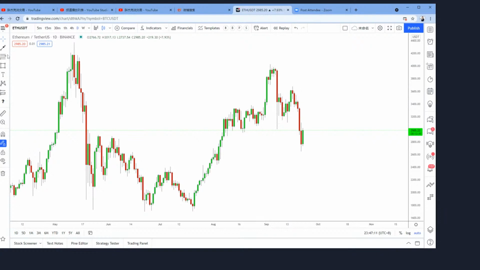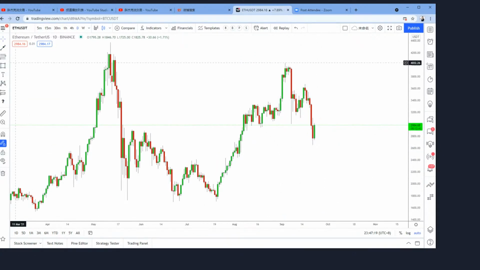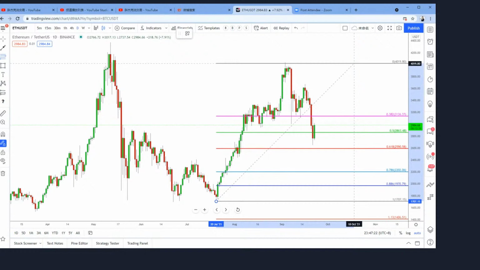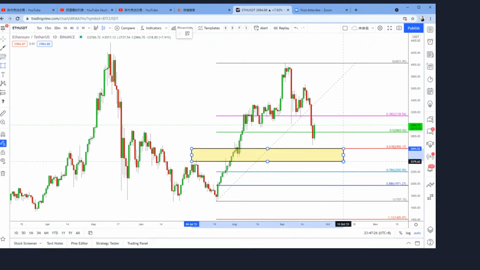Is still in a small bearish wave right now. Okay, breakdown, pullback. You may anticipate another selling. For Ethereum, I'm waiting for the price to drop back to around 2592. It's close to the zone, but it hasn't touched.